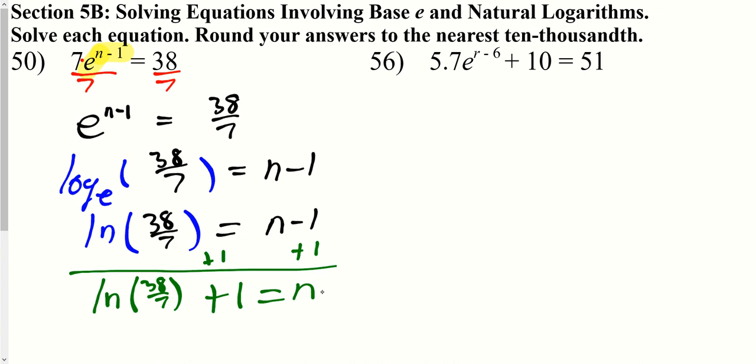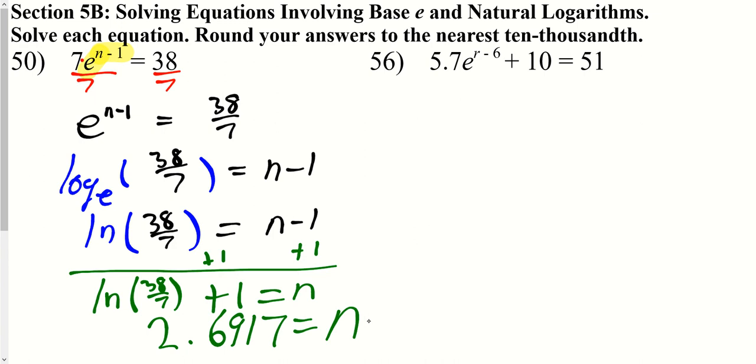We can go natural log 38 divide 7, close your parenthesis, plus 1, typing that into your handy-dandy calculator, and you get 2.6917 is equal to n.